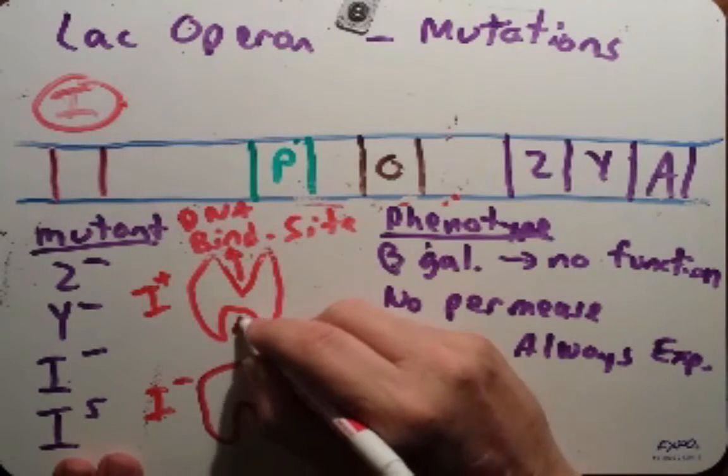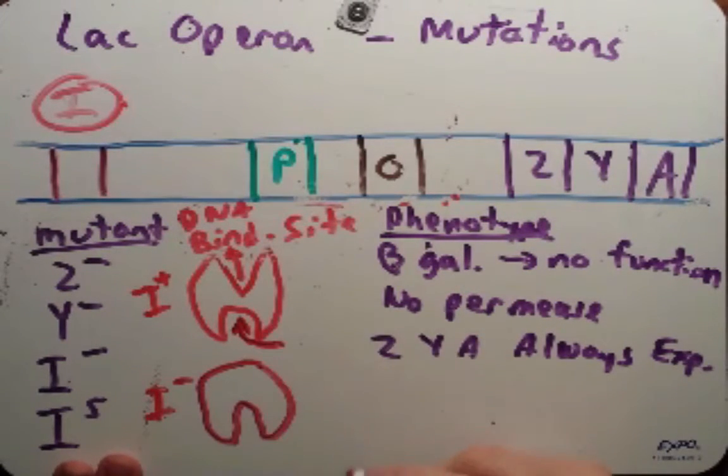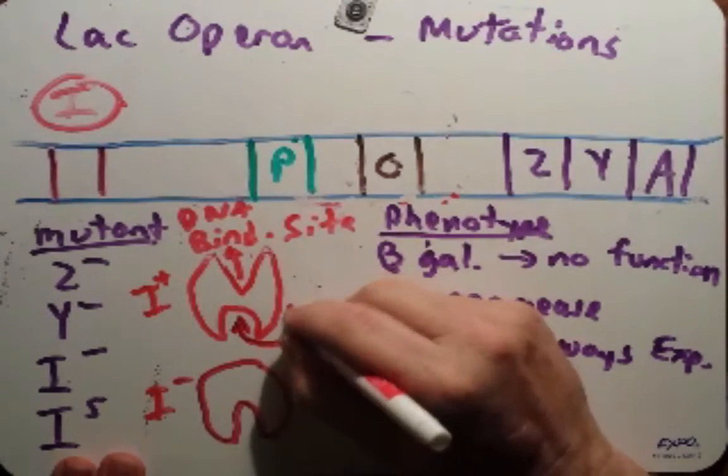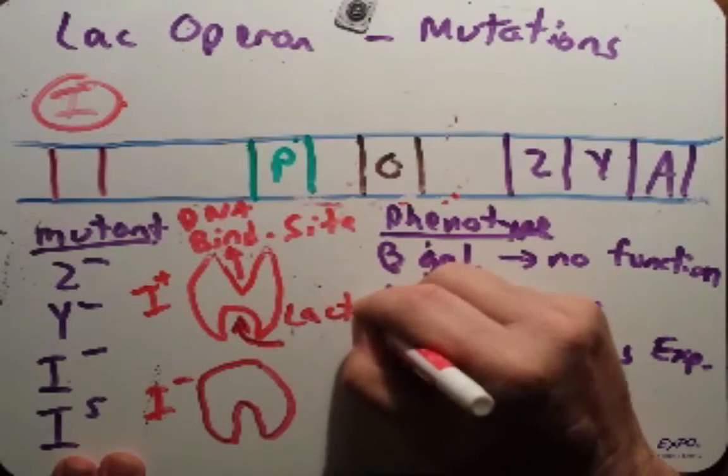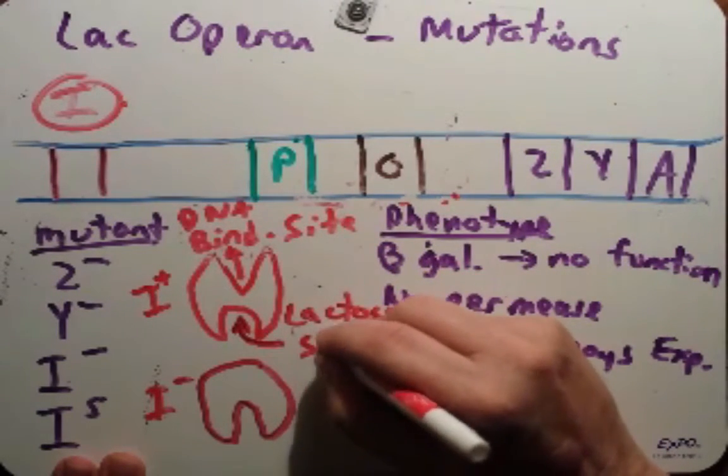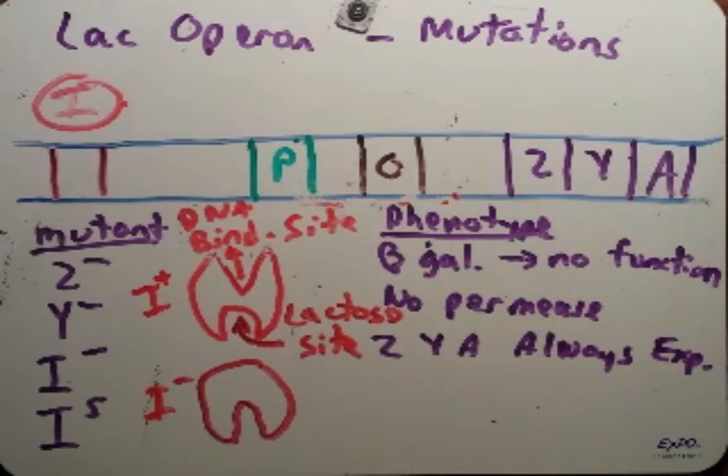Now what about this other active site? Well, this is going to be our lactose site. The site where lactose binds. So when lactose is present in the cell, it could still bind to this repressor. It just doesn't do anything when it binds to it, because it's never going to be bound to the operator because the DNA binding site is mutated.